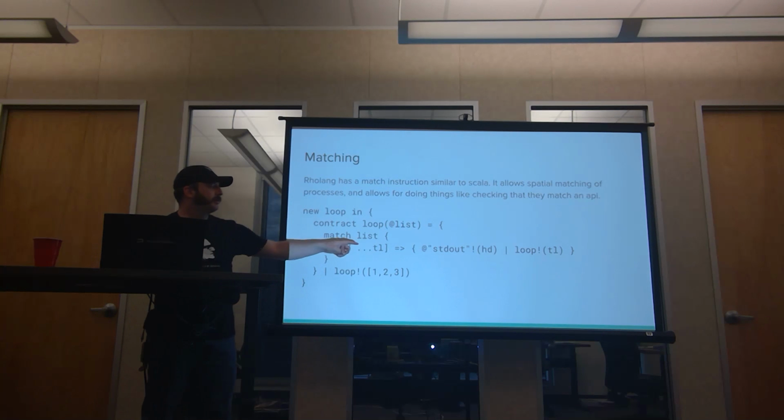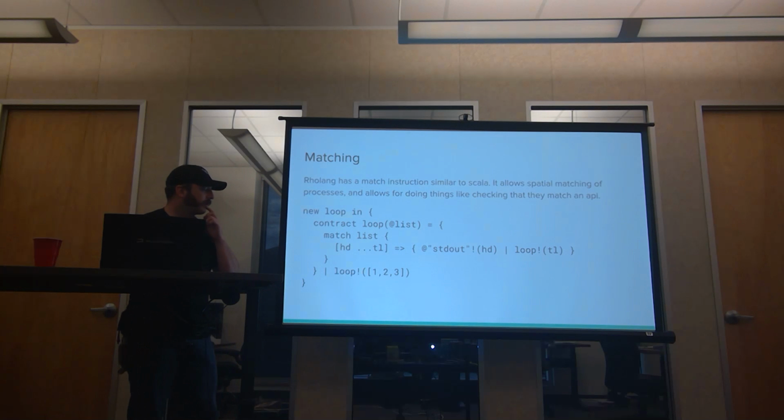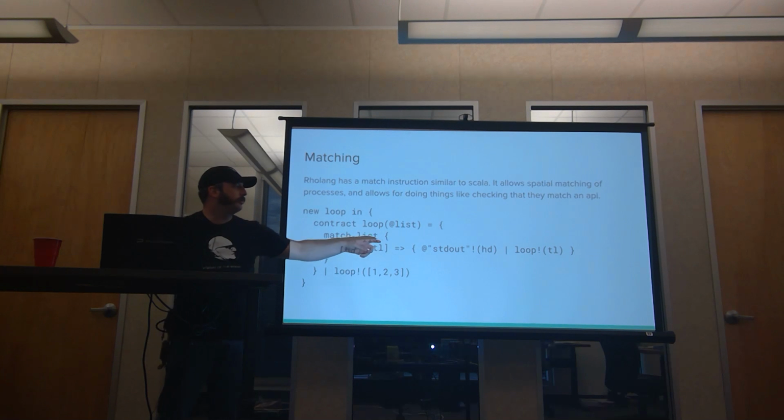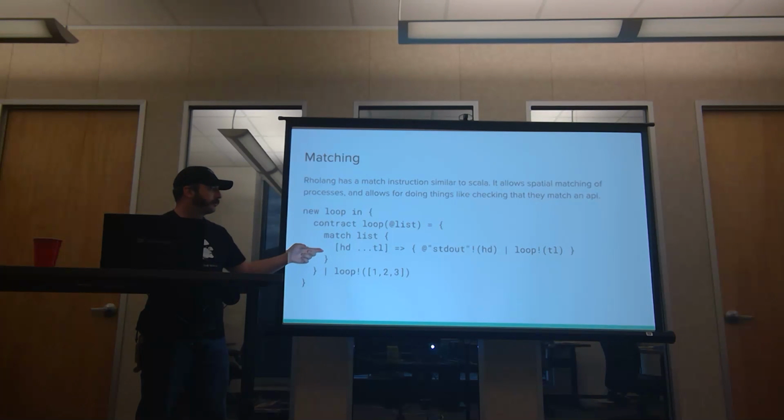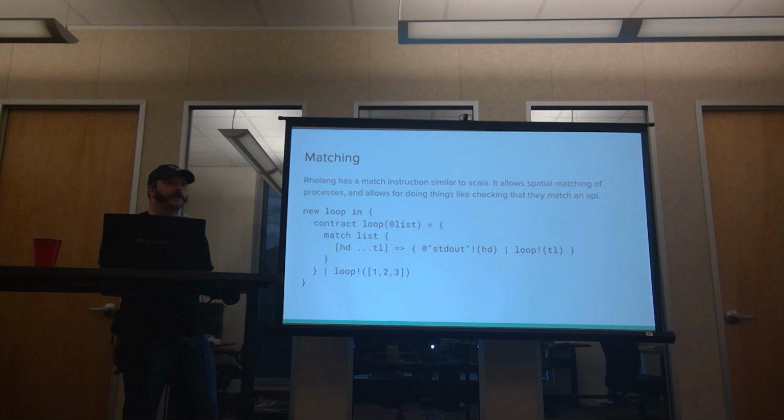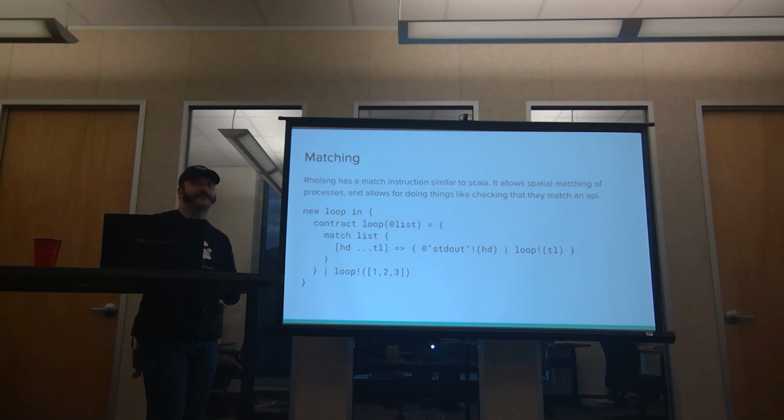And then we're going to print to standard out the head, and we're going to call loop with the tail. So we're going to invoke this contract again, so it's just an actual loop. And we're going to call the loop on 1, 2, 3. Now, anyone care to guess what's going to get printed?